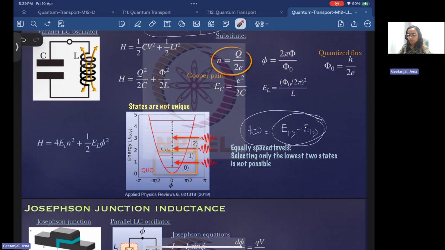But if you consider the atomic states, or, let's say, the trapped ions and the atoms in an optical lattice, there we have energy spacing which is not equal.